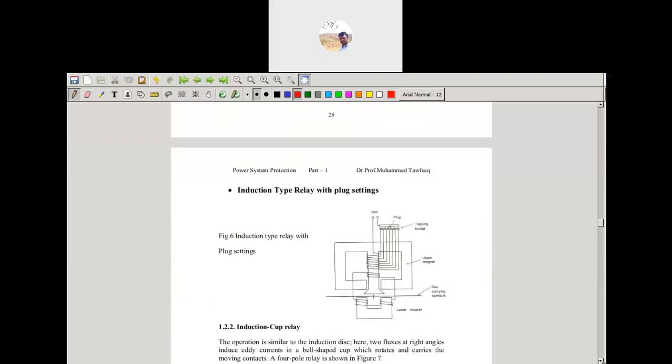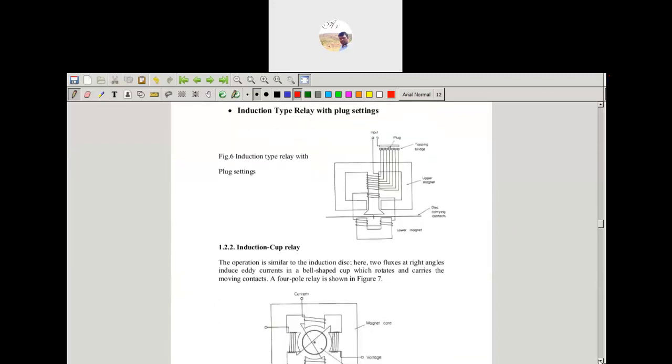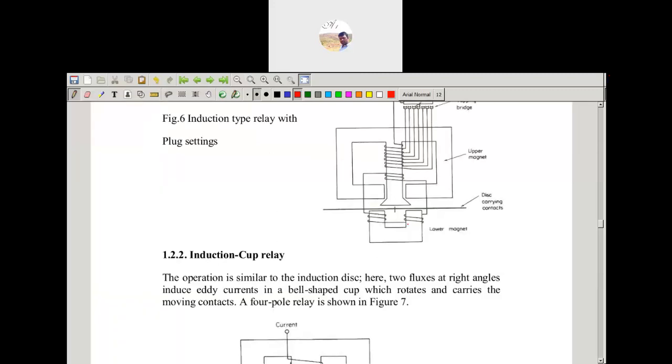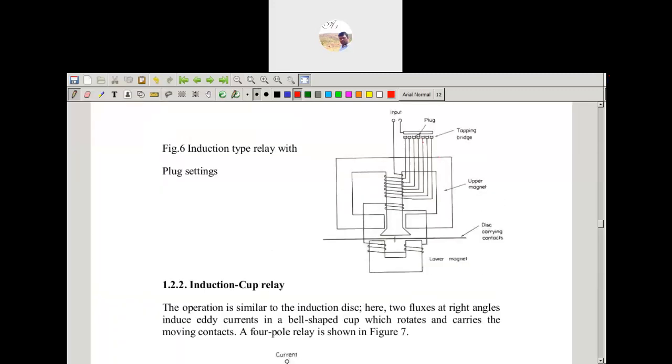So next we have the induction type relay with plug setting. Okay, here we'll have the plug type, which will be varied with the input current. Here we can set 1 ampere, 2 amperes, 3 amperes based on the input. You can see the coil is connected here, and here you can see the plug is set, which decides at which current you want to trip the contact. That will be set here.